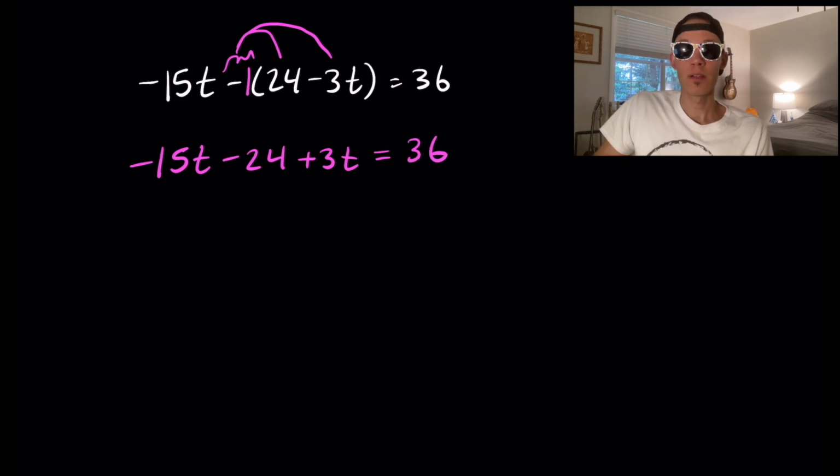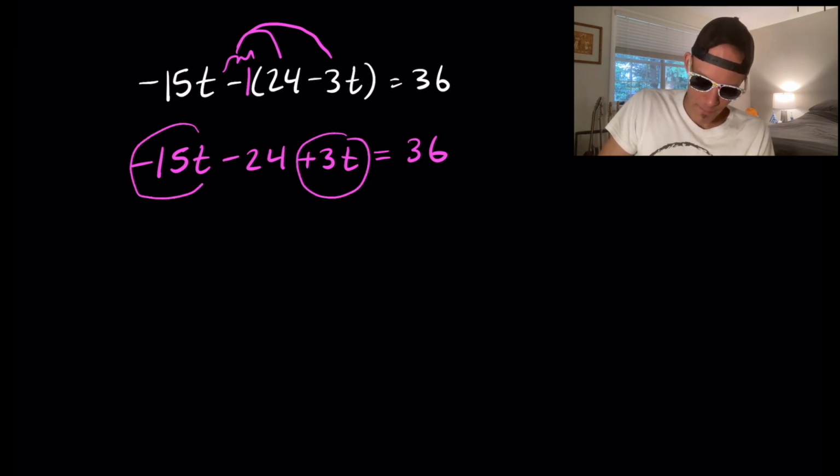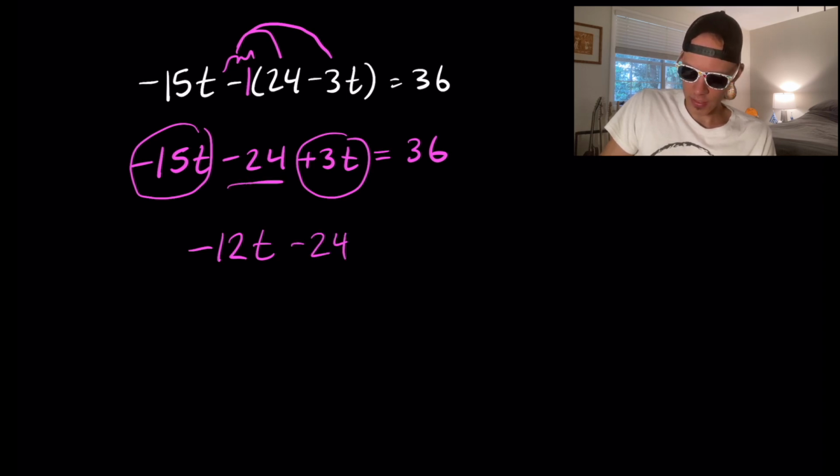All right, again, I'm just going to combine my like terms before I do anything else. So I have a plus 3t and a minus 15t. So I'll just do the subtraction with the coefficients. So plus 3 minus 15 is going to be minus 12t. Then I got this minus 24. I'll just stick that in the front there. Equals 36. Now it's a two-step equation.